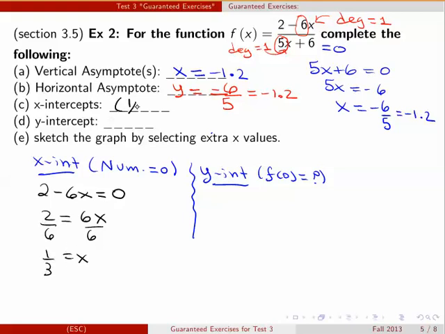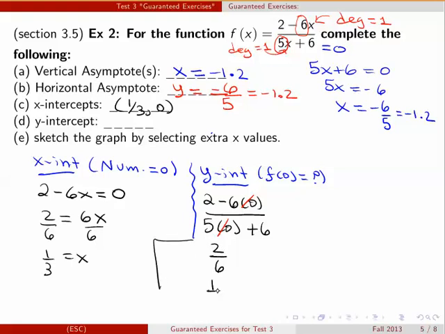The y-intercept: we replace x with 0, and we simplify and find this number, which is 2 over 6, and so the y-intercept will be 1 over 3. So the y-intercept is (0, 1/3). Okay, so far this is what we have.